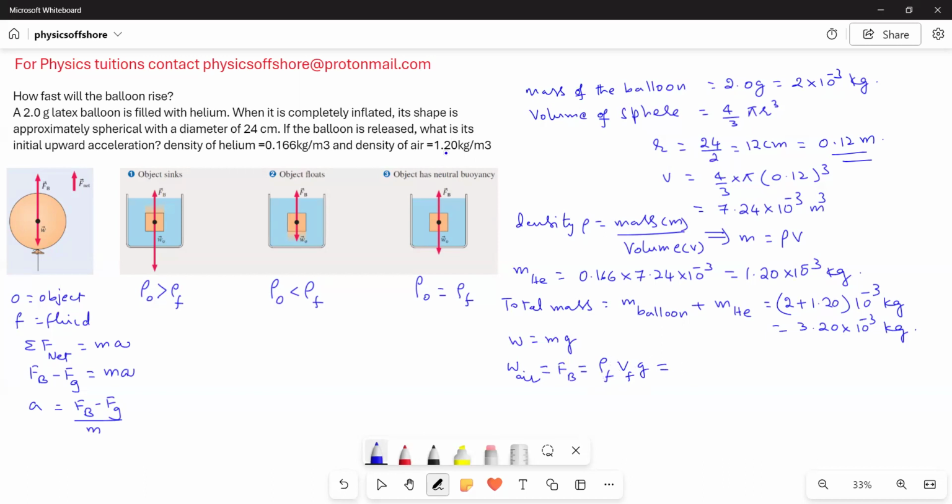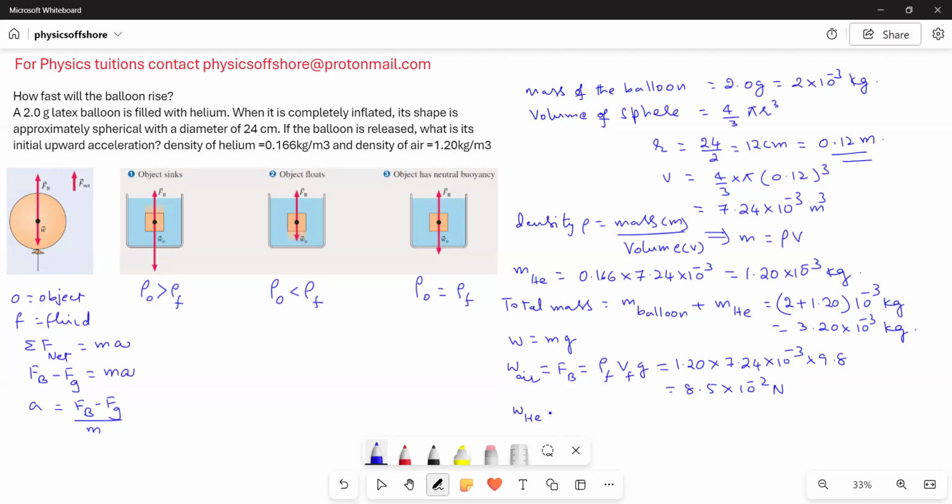So 1.2 times the volume, the same volume, 7.24 times 10 to the power of negative 3, times 9.8. Okay, so what is the value of this one? This is equal to 8.5 times 10 to the power of negative 2 newtons.